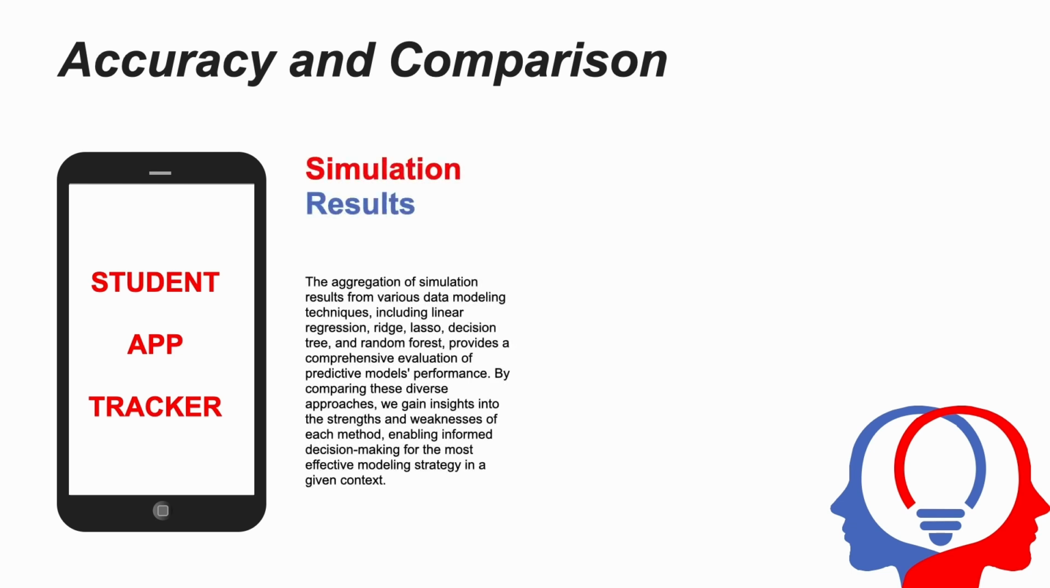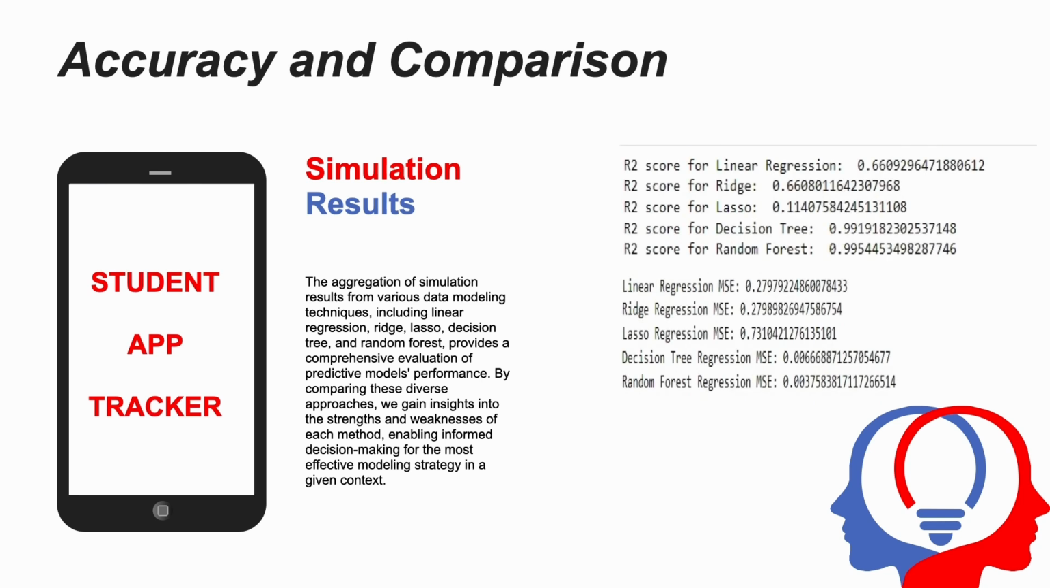Finally, the aggregation of simulation results from various data modeling techniques, including linear regression, ridge, lasso, decision tree, and random forest, provides a comprehensive evaluation of predictive models' performance. By comparing these diverse approaches, we gain insights into the strengths and weaknesses of each method, enabling informed decision-making for the most effective modeling strategy in a given context. The accuracy values of the model we built is displayed for reference.